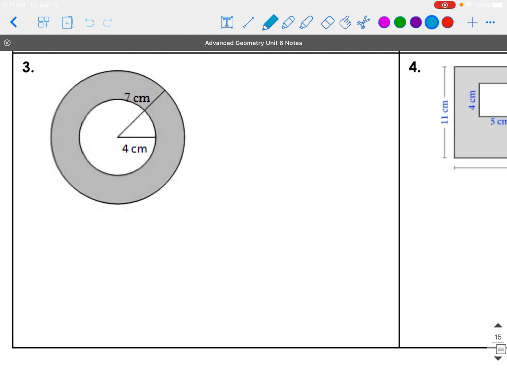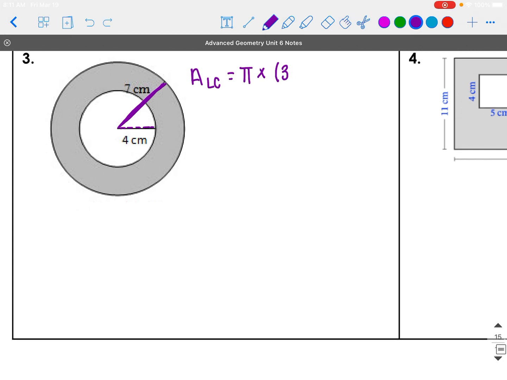Number 3, we've got two circles. Let's find the area of the large circle first. This whole length right here is 7, and then this part is 4. So the area of the large circle is pi times radius squared, 7 squared. So pi times 7 squared is 153.94.